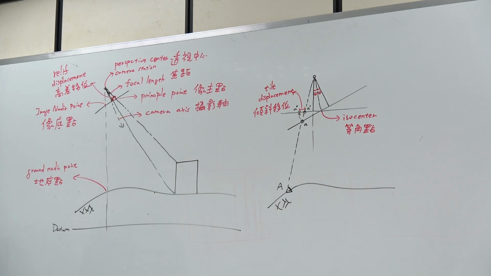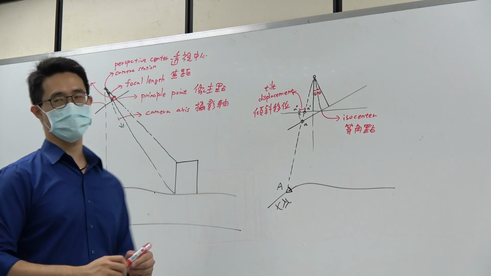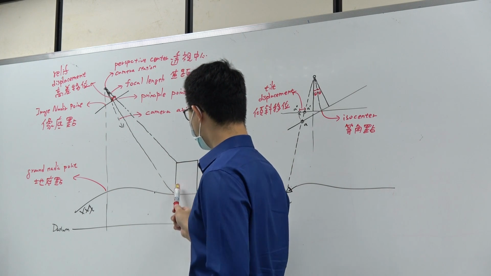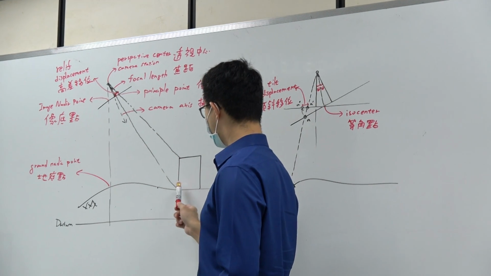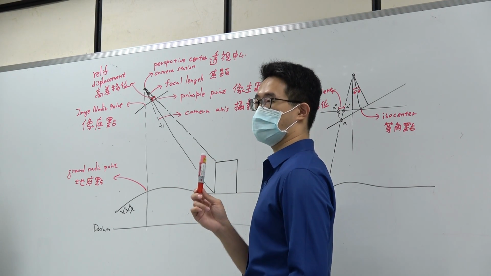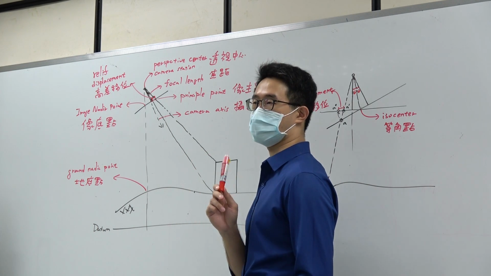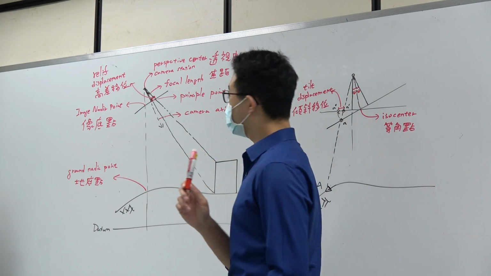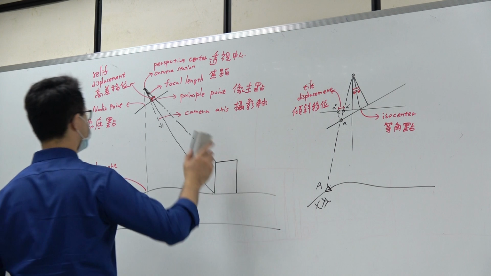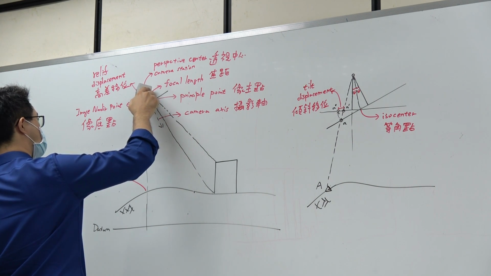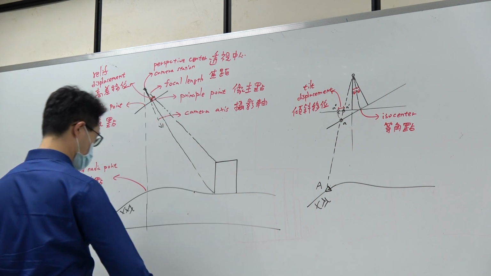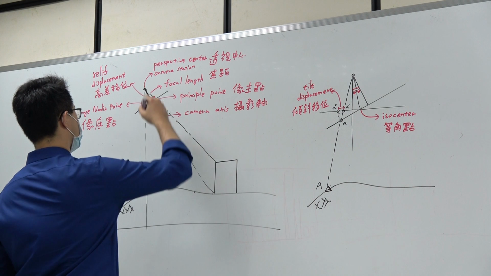Alright, the next thing is, as you can see, here we have a building. This building has a top and a bottom point. These two points have the same x and y coordinates in the object space, but different elevation. When you take the photo with the frame camera, it's performing the central perspective projection.